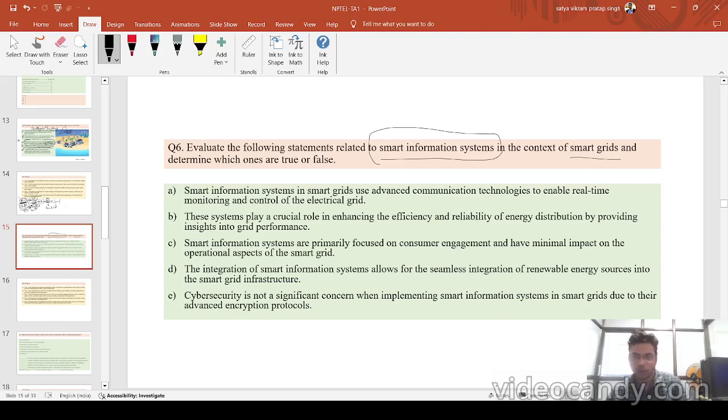Is my screen visible? If it is not visible, I will zoom it. Type in class in this chat box or anything.